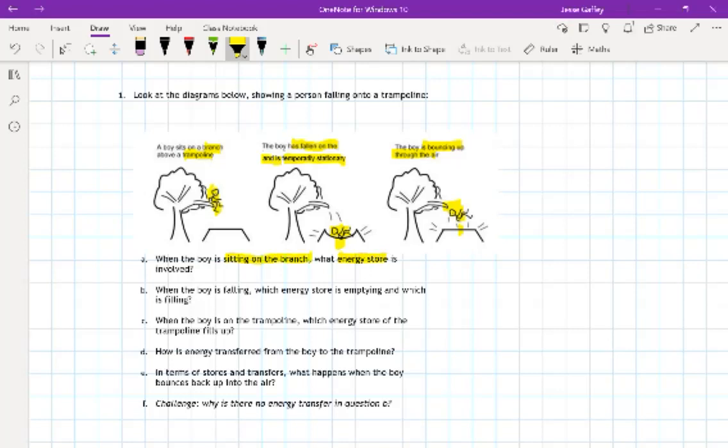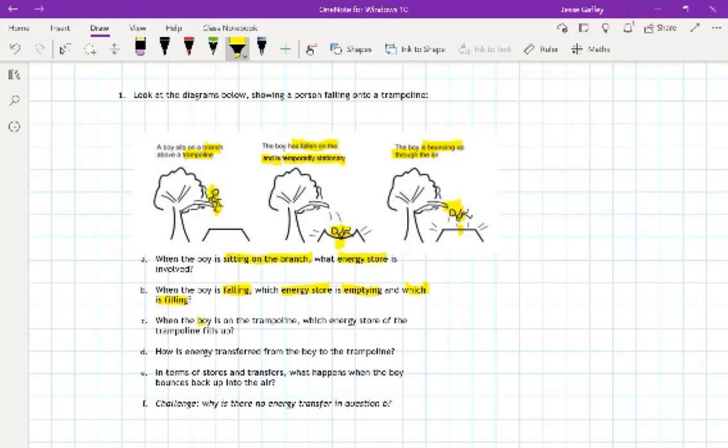So well done, we say gravitational store. When the boy is falling, so he's moving now, he's actually falling, which energy store is emptying and which energy store is filling? So that would be the gravitational store is emptying because he's not up as high anymore. And as he's falling, he's moving faster and faster until he hits the bottom. So his kinetic store is filling.